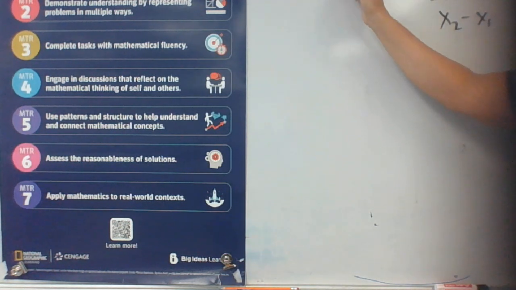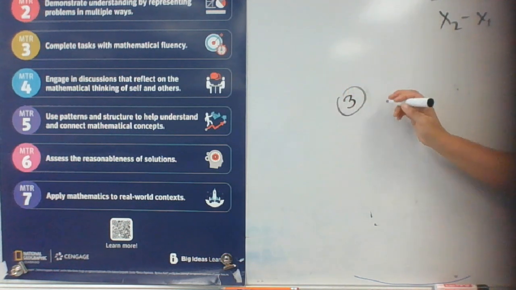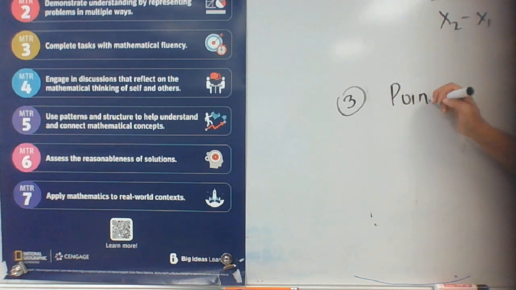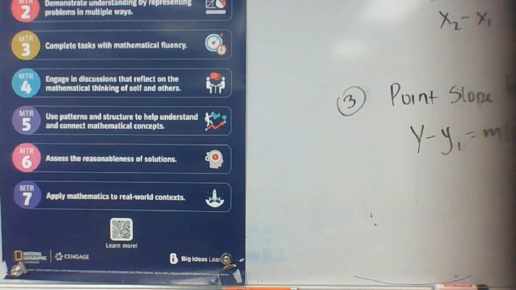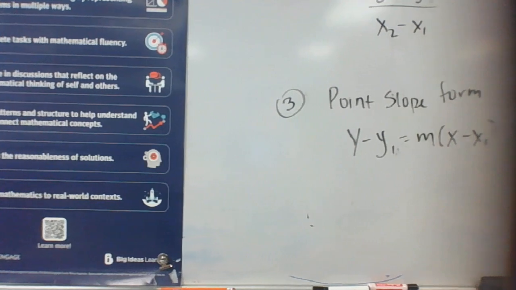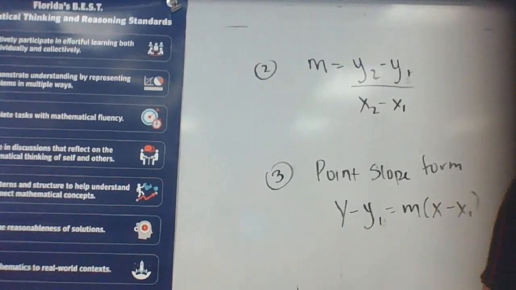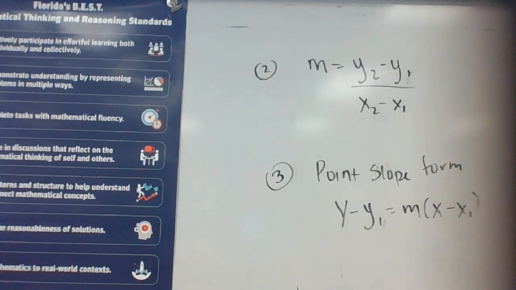And I'm actually going to add a number 3. Number 3 is point slope form. I'm going to use that in a problem today, so go ahead and write that down as well. It's really just slope formula taken apart, but it's useful in writing equations. All right, when you're done with that, get your assignment out from yesterday.